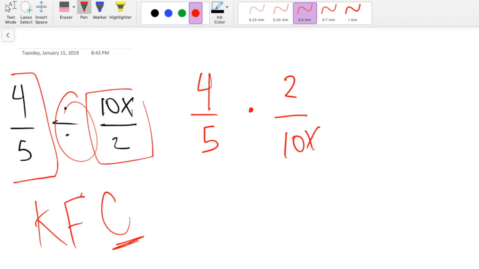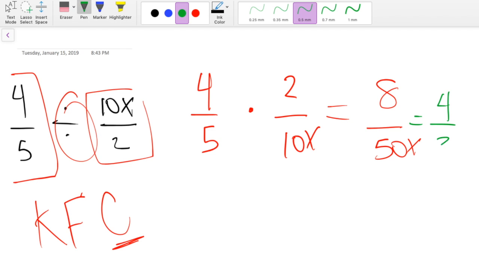And now you just multiply straight across. That gives you 8 over 50x. And just how we've been doing this other time, we got to simplify that. So that's 4 over 25x.